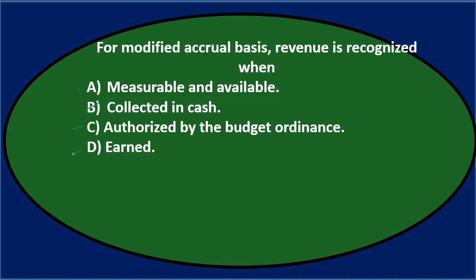So between A, C, and D, measurable and available, authorized by the budget ordinance, or earned, I would think it would be between A and D. D is what we would think of as a regular accrual basis, possibly different, and therefore I would go for A being the final answer. So for the modified accrual basis, revenue is recognized when A, measurable and available.